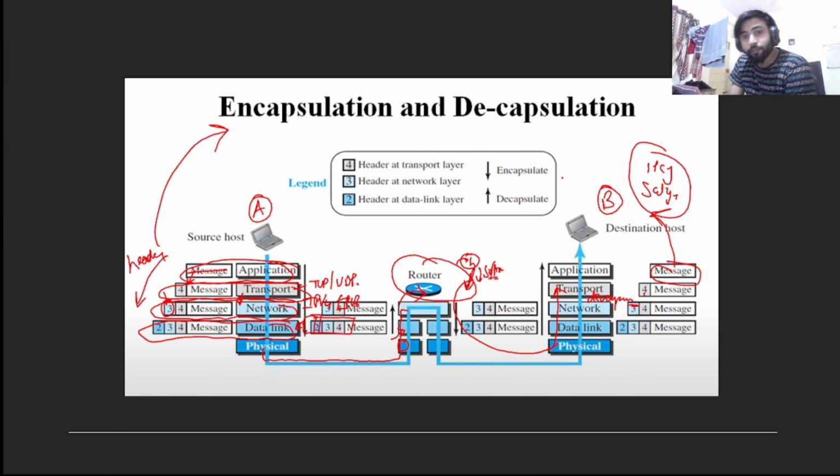So again I repeat, the process of adding header information from layer 7 to layer 1 to user data is called encapsulation. And when it reaches the destination, the process of removing those headers and getting only the data payload is called decapsulation. I hope this video has been very informative for you.